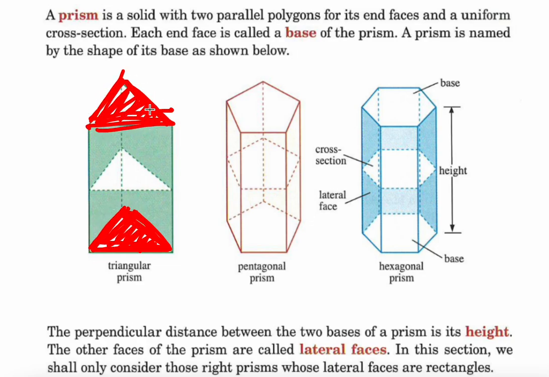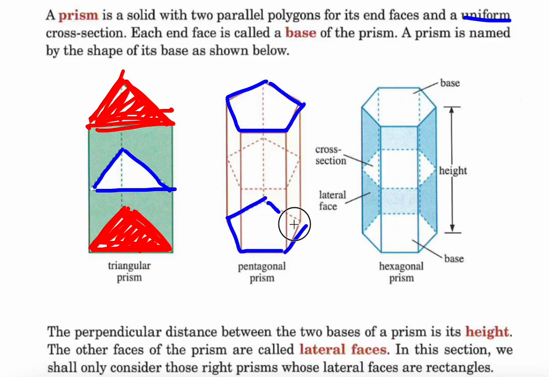Uniform cross section just means that if you were to cut into it, let's say this piece in the middle here, you would also get the same shape. Uniform, meaning it's the same no matter which way you cut into it. Same with the pentagonal prism. If I were to cut into it, I just get another pentagon. So it's going to be matching. Hexagonal prism, if I cut into it, I get another hexagon inside. Kind of like if you were to cut into a piece of Spam, it would look like the same shape.